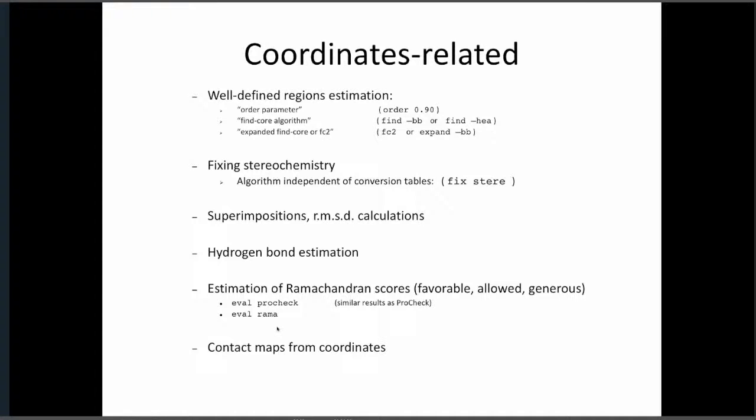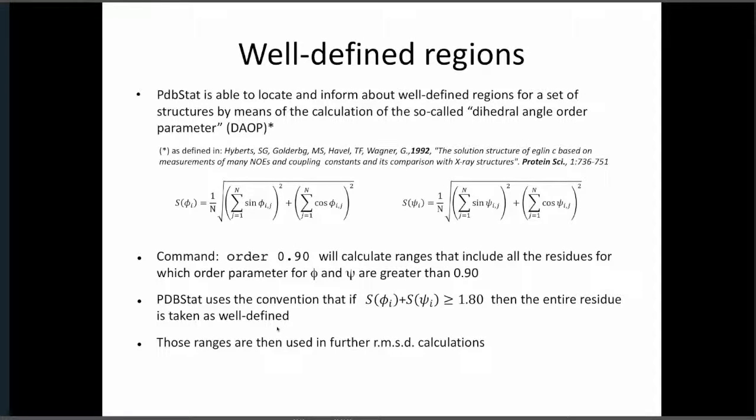In order to calculate the well-defined regions, PDBStat is able to locate these areas and inform you using several methods. One of the first ones that was implemented is the so-called dihedral angle order parameter. We call it DAOP. It was defined by Sven Hyberts in this nice paper from 1992.